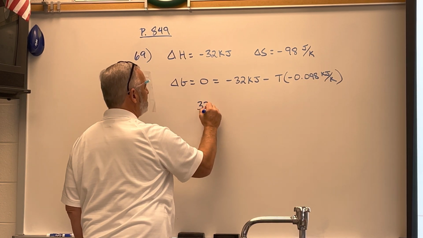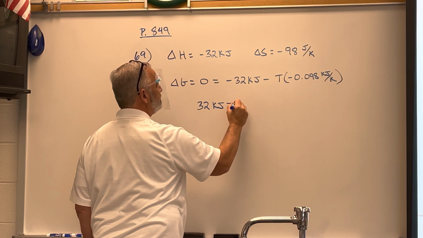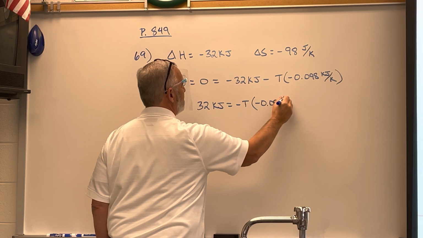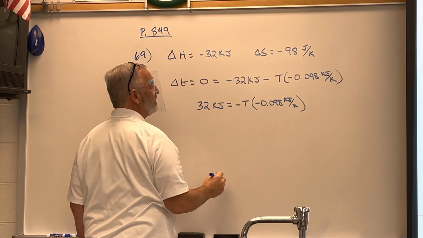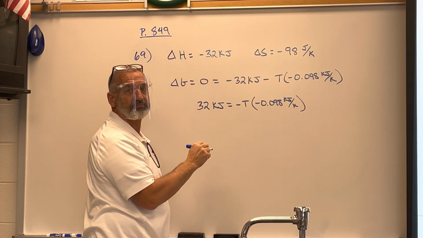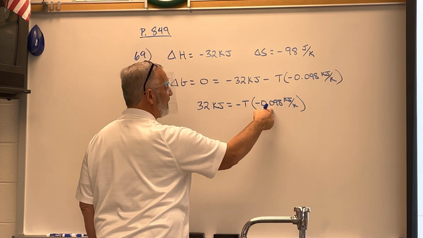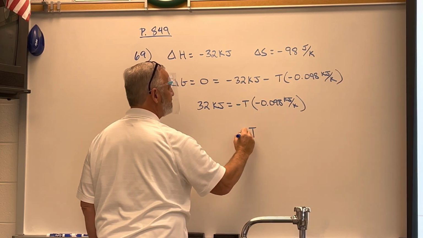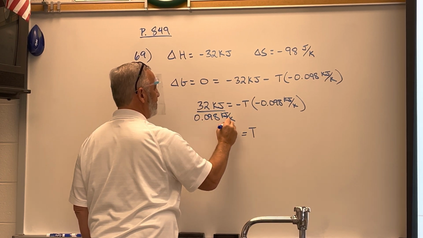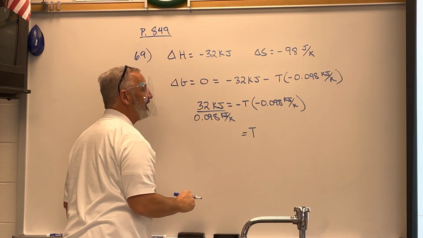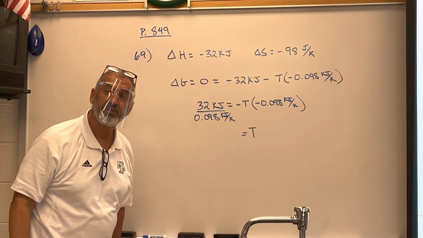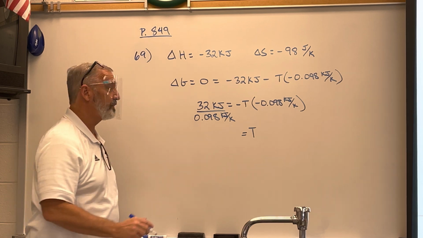Bring this 32 kilojoules here, equal to negative T times negative 0.098. This negative and this negative are going to cancel out, right? So I'm just going to divide by the positive 0.098, so T is going to equal 32 kilojoules divided by 0.098 kilojoules per K. Kilojoules are going to cancel, K is going to come to the top, and what do we get as the temperature? 326 degrees Kelvin. Say it one more time. 326 degrees. 326, okay?